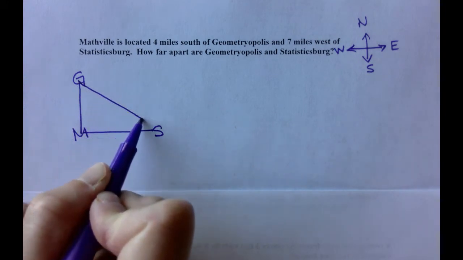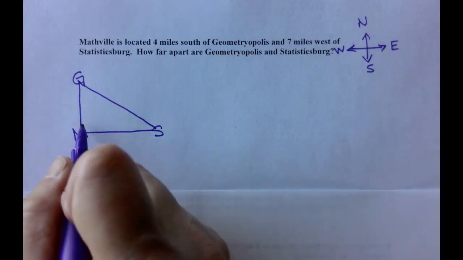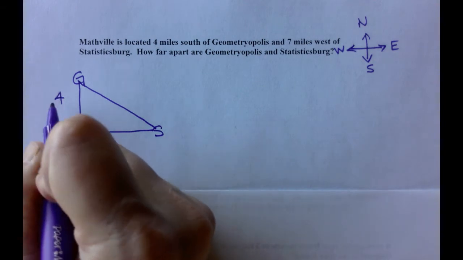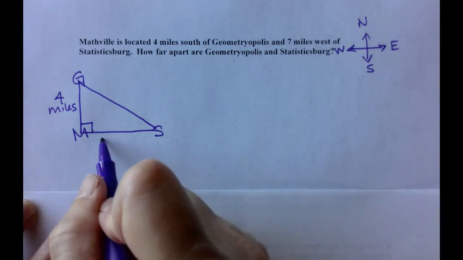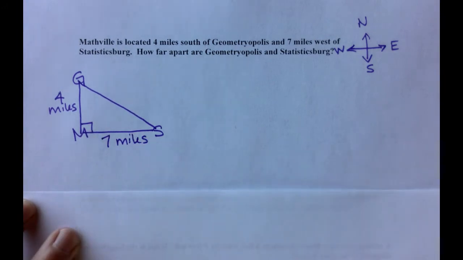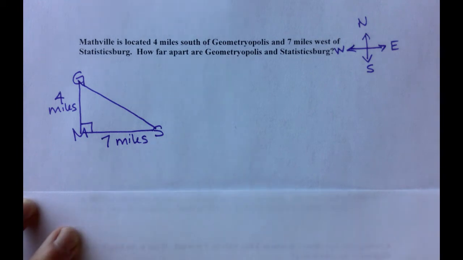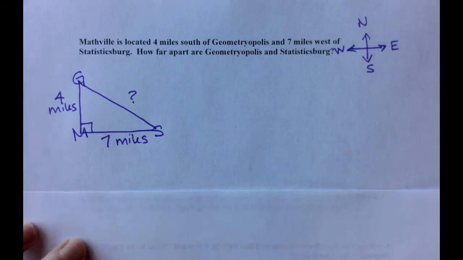When you have problems like this that deal with directions, like north and east or south and west, we probably have the right triangle situation happening for us. Our right triangle is in here right by Mathville. Labeling the distances, we have 4 miles between Geometriopolis and Mathville, and then we have 7 miles between Geometriopolis and Statisticsburg. I take that back. We have 7 miles between Mathville and Statisticsburg. We are in charge of finding how many miles are between Geometriopolis and Statisticsburg.